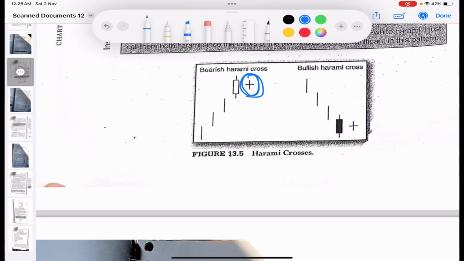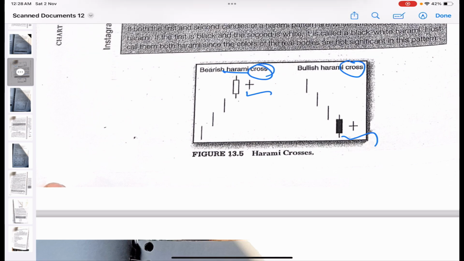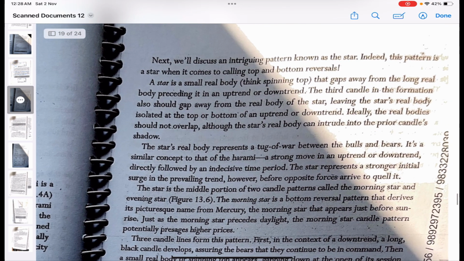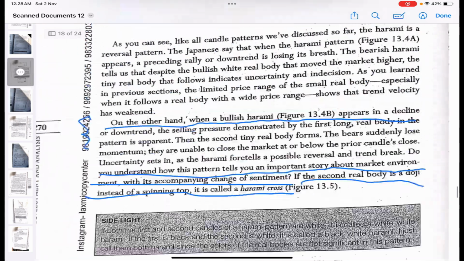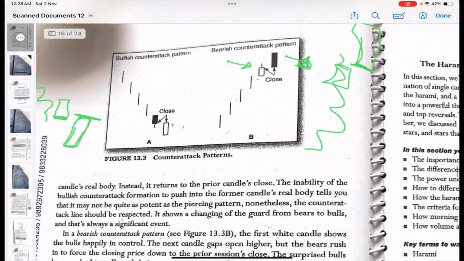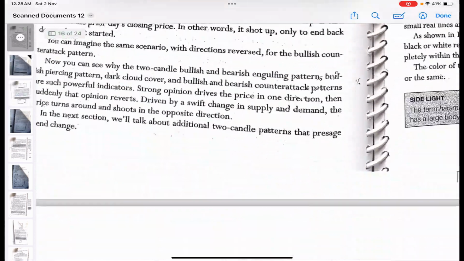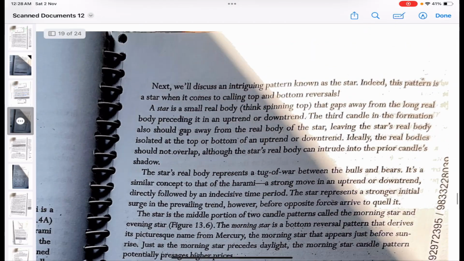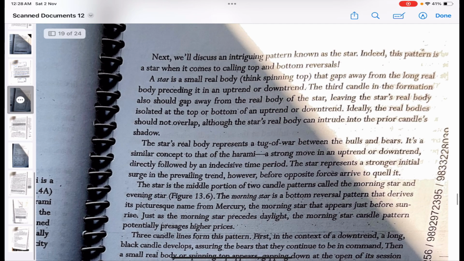Look at this. Instead of a normal spinning top, we have a doji here. So here we'll have a cross. Counter attack. We've done counter attack. Closing is just the same in counter attack. All right. Okay. Next, we'll discuss an intriguing pattern known as the star.